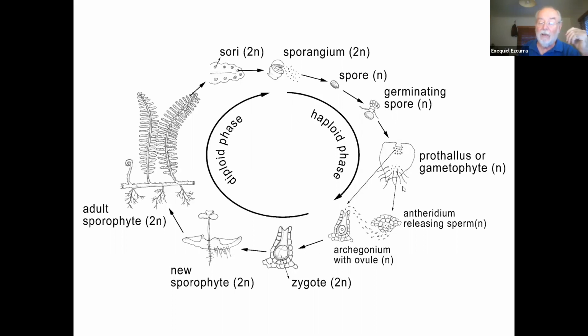It has little rhizomes, little roots, and they normally live in shady places in forests. And they can live there for a while until they produce an archegonium with an ovule, and it gets fertilized by the sperm in the antheridium, and it produces a zygote that will germinate and produce a new fern, a new sporophyte. This is known as alternation of generations, and it's very, very typical in ferns.